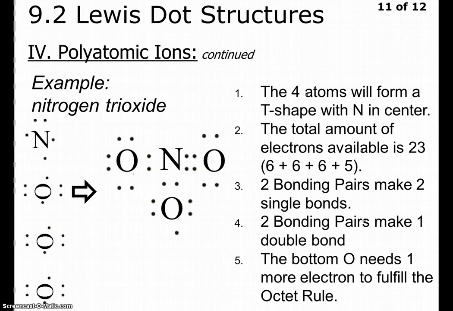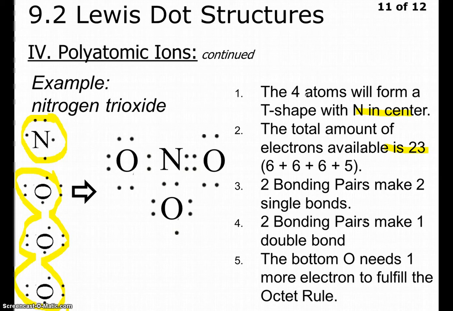So in nitrogen trioxide, that's NO3, there's 4 atoms. They're going to form a T shape with N in the center. We know this because N is the only thing that there's a single atom of. O, there's 3 of them, so O can't go in the middle. The total amount of electrons available is 23. We get this because we have one nitrogen that has 5, and we have 1, 2, 3 oxygens that each have 6. 6 times 3 is 18, plus 5 is 23 dots available.